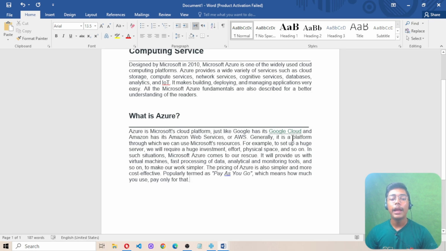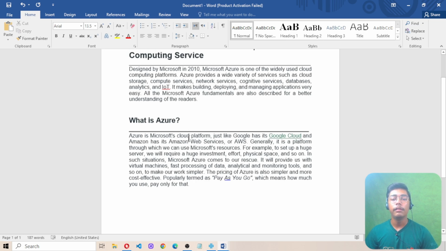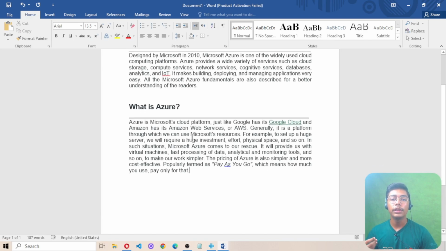Azure is also a platform through which you can use Microsoft resources, which normally other cloud computing services do not have. If you want a cloud computing platform that also has Microsoft resources, you can use Microsoft Azure. If you use Google Cloud or any other cloud platform like AWS, they will not have Microsoft resources. But if you want a cloud platform which has Microsoft resources as well, you can use Microsoft Azure, as mentioned here.